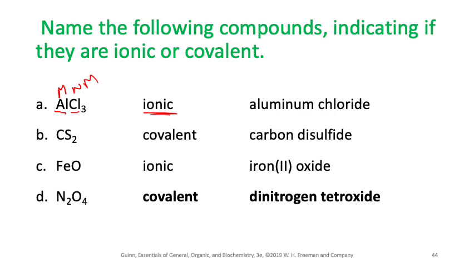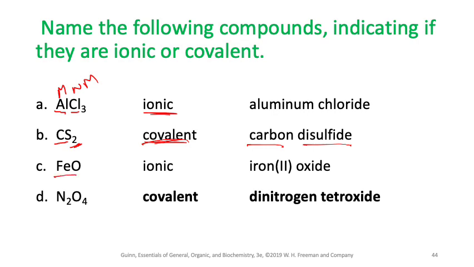And how do we name it? Al belongs to the third group, so it is aluminum chloride. You don't write di, tri, and so on for an ionic compound. In CS2, carbon and sulfur are both non-metals, so it is a covalent compound. Carbon disulfide, because you have 2 sulfur in it.